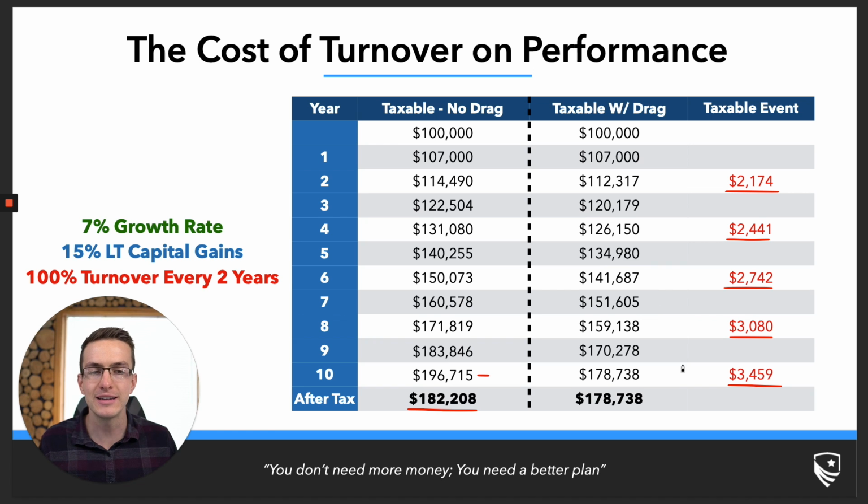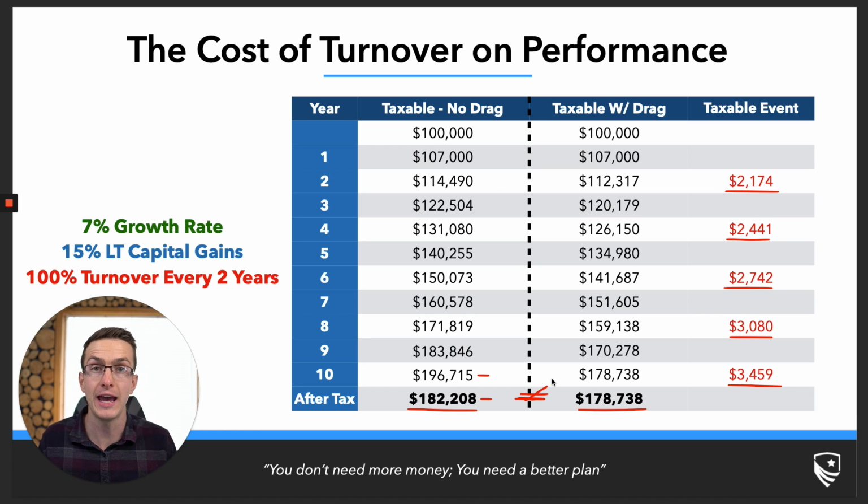Now, by the time we get to the end, because we've been continually updating our cost basis and creating those taxable events, the amount that we end with is actually our after-tax wealth here of $178,738. And so comparing apples to apples, looking at the cost of this turnover drag, we can see that not turning over our account, not having any taxable events within our account, leads to higher after-tax wealth versus having continual taxable events. And so this is why we harp on so much within your taxable account that we need to be able to control our taxable events.